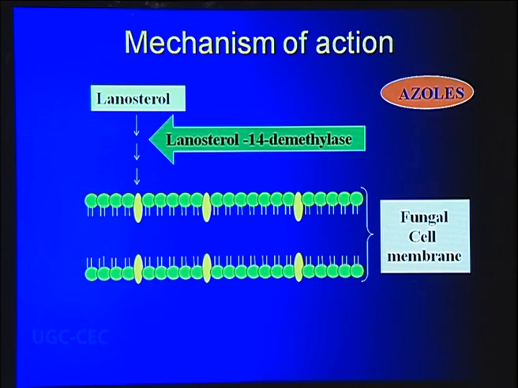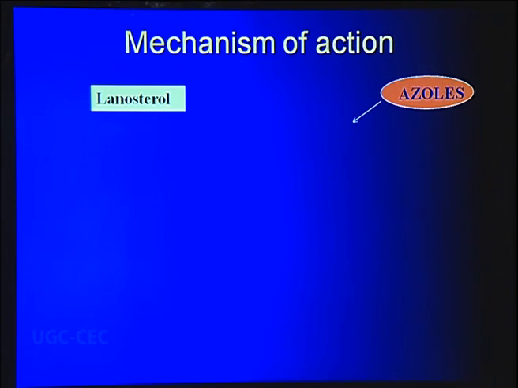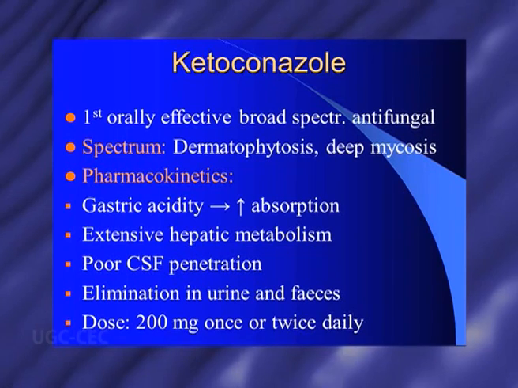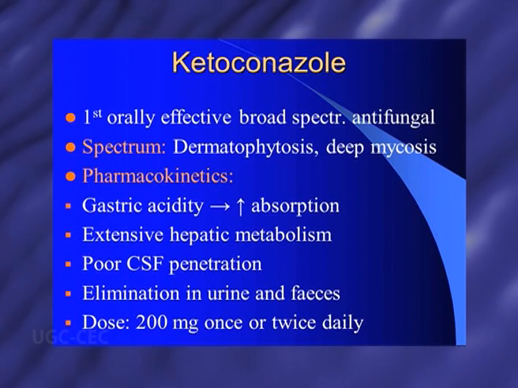Now, when azole group of antifungals are administered, they specifically target lanosterol 14-demethylase and inhibit the synthesis of ergosterol. So fungal cell membrane synthesis is totally arrested. Triazoles have a lower affinity for mammalian microsomal cytochrome P450 system, and that is why their toxicity is much less compared with the imidazoles. Ketoconazole was the first orally effective broad-spectrum antifungal with an antifungal activity against both dermatophytes and deep mycosis.